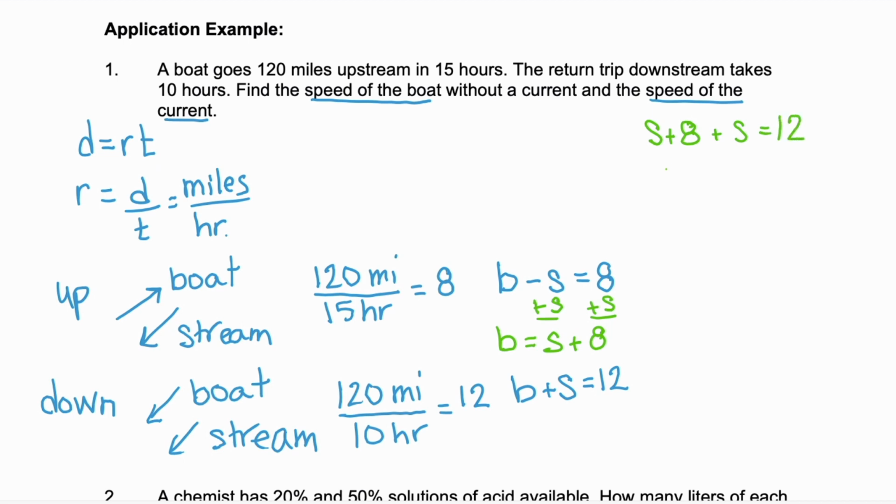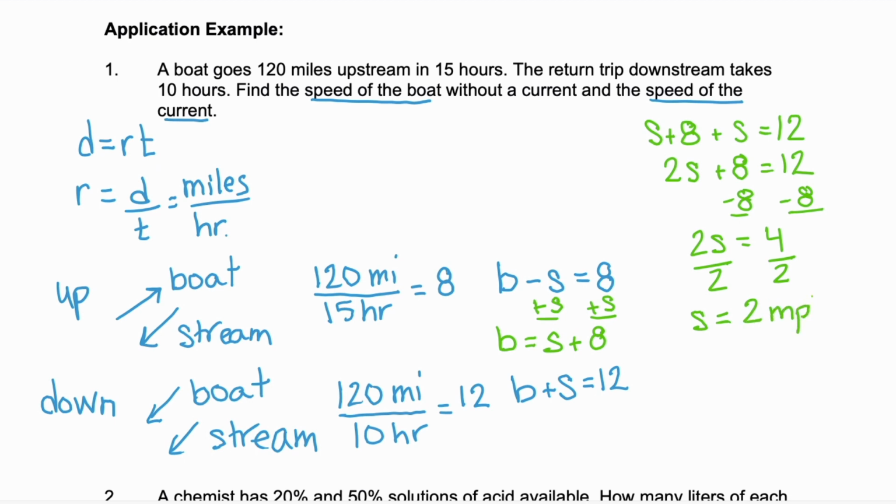Combine the like terms, and I get 2s plus 8 equals 12. Now subtract 8 from both sides so that we can continue to isolate the variable s, and we have 2s equals 4. Divide by 2, and we find that s equals 2, or the stream is going 2 miles per hour.